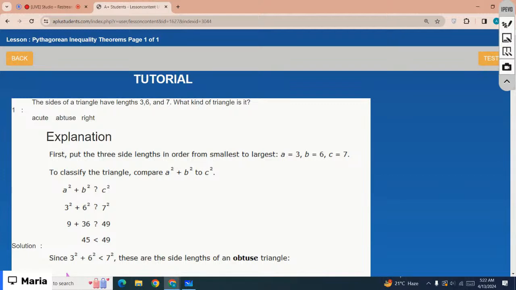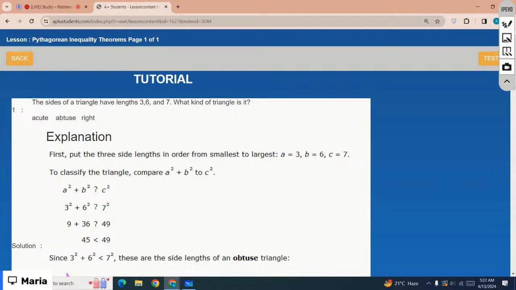Pythagorean theorem: that is A square plus B square. You have to see if they are greater or less than C square. So 3 square plus 6 square is 45. 45 is less than 49. So because they are less, that means the side lengths of the triangle form an obtuse triangle. The correct option is obtuse triangle.